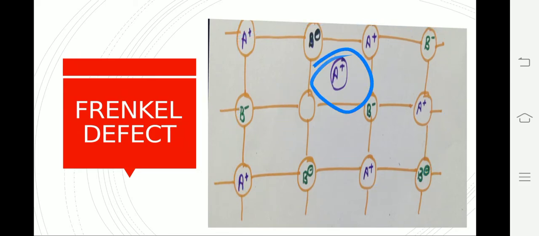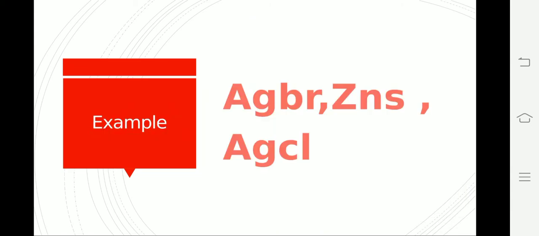Now why is only the positive ion going into the interstitial position? Because the size of the positive ion is smaller than the negative ion. Interstitial positions have small spaces, so only the ion which is smaller in size goes into the interstitial position. For example, this type of defect is shown by AgBr, ZnS and AgCl.